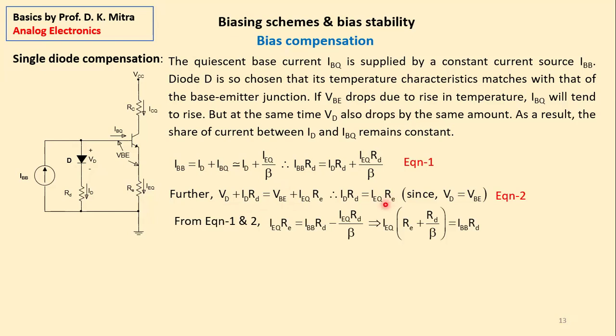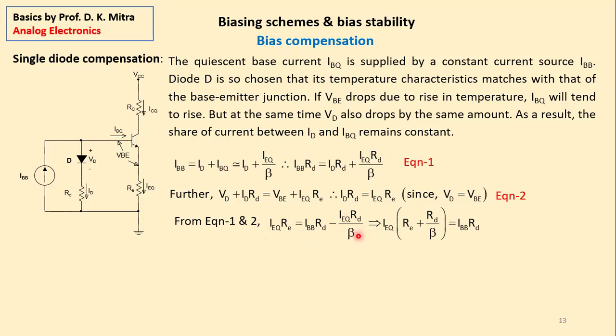If that is so, then we combine equation 1 and equation 2. What do we find? IDRD, this is IDRD, and this is also IDRD. So what we get? IEQ RE is equal to IDRD. And IDRD from this equation is IBB RD minus IEQ RD by beta. So from here we get IEQ, divide both sides by RE.